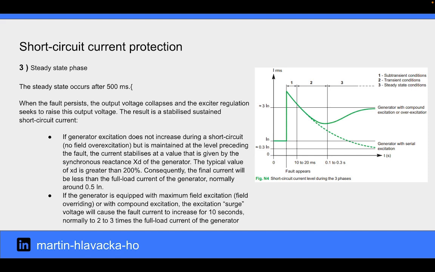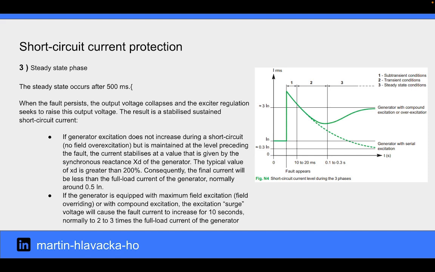If generator excitation does not increase during a short circuit but is maintained at the level preceding the fault, the current stabilizes at the value that is given by the synchronous reactance of the generator. The typical value of synchronous reactance is greater than 200%. Consequently, the final current will be less than the full load current of the generator, normally around 0.5 of nominal current.